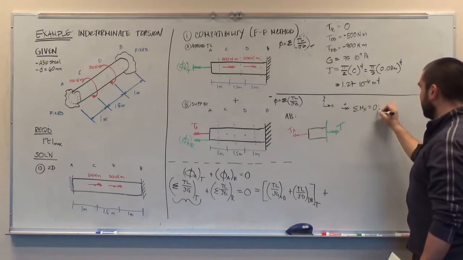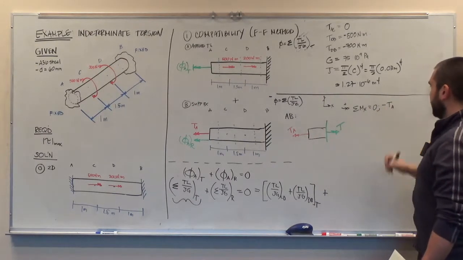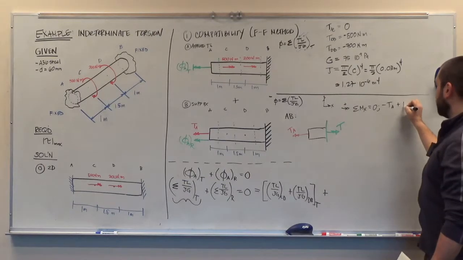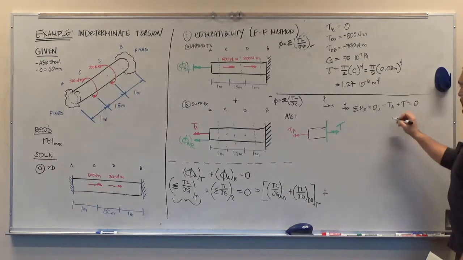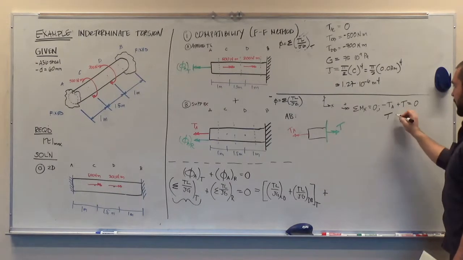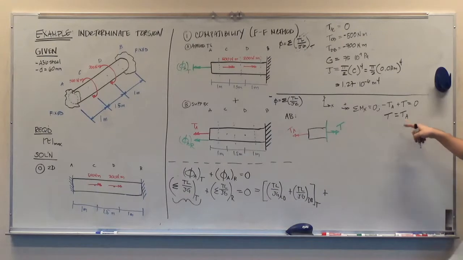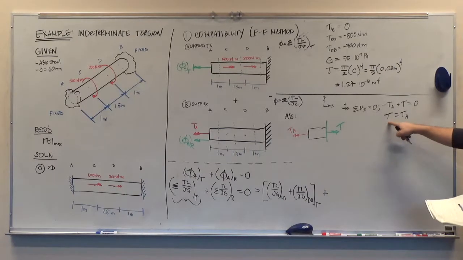I get negative T sub A plus the internal torque capital T is equal to 0, or in other words, the internal torque is simply equal to that support reaction torque at A. All right, so no big surprise there. It's relatively straightforward. Again, it's still important to remember that we care about the internal torque.